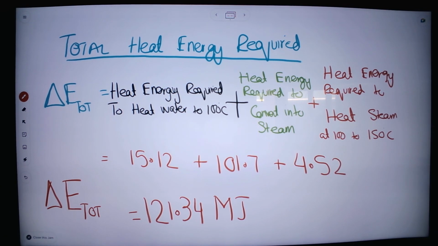So this is the total amount of heat energy that's required to heat the water from 20 degrees centigrade to superheated steam at 150 degrees centigrade. 121.34 megajoules, and that is for 45 kilograms of water. If you increase the mass of water, you need more. If you decrease the amount of water, you need less.